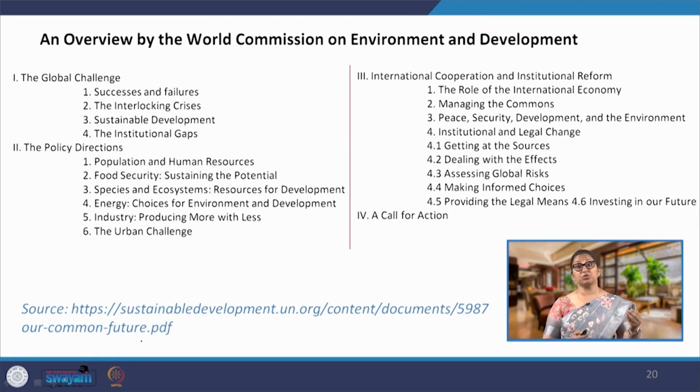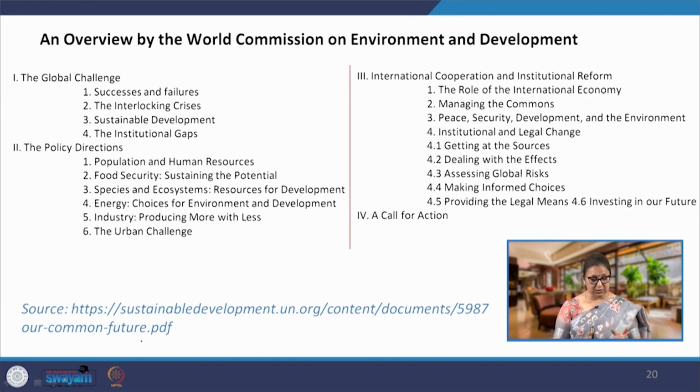And then they proposed policy directions in the areas of population and human resources, food security, species and ecosystem, because animals, the flora and fauna, they cannot speak for themselves. We have to speak for them, humans have to speak for them, because we are the more superior of all species. We have been gifted with a lot of abilities, and so we do not just have to speak for ourselves or think of ourselves, we have to speak for those who cannot speak for themselves, and here we are talking about all the animal species, all flora and fauna.